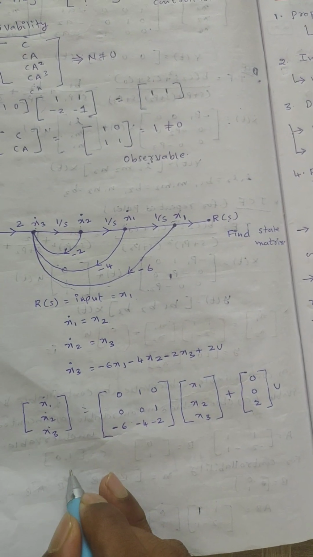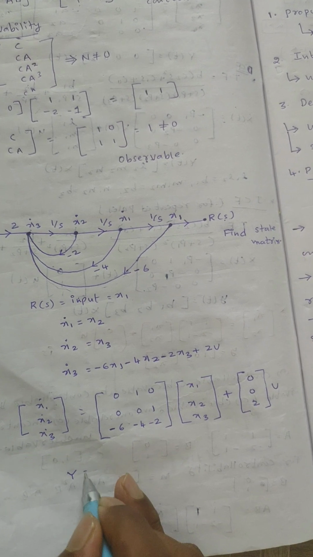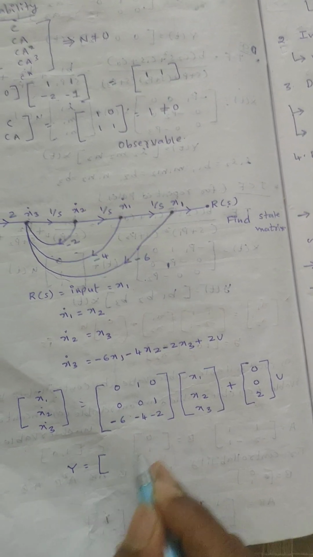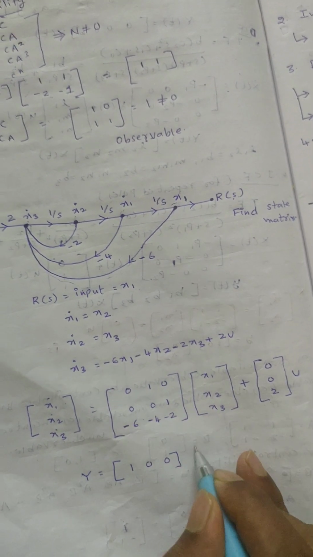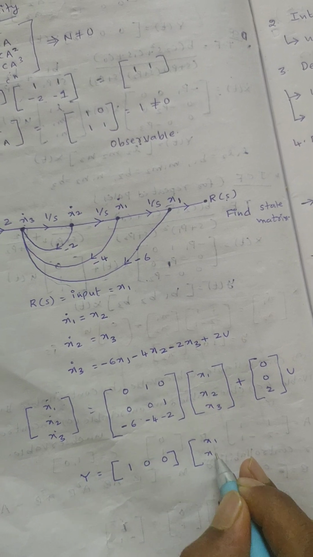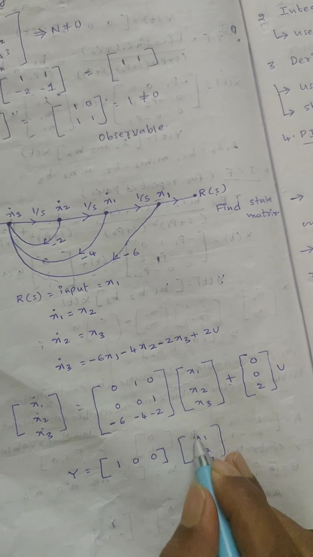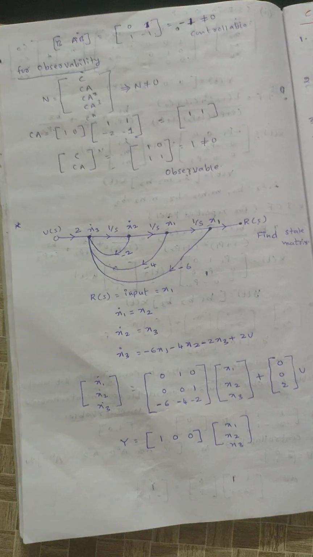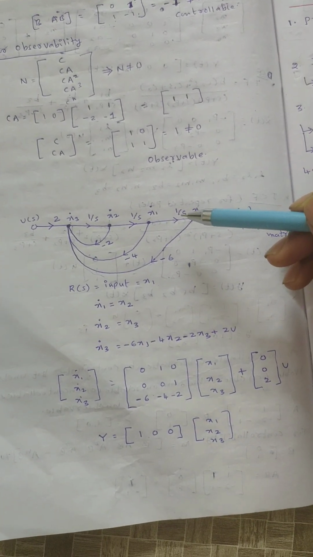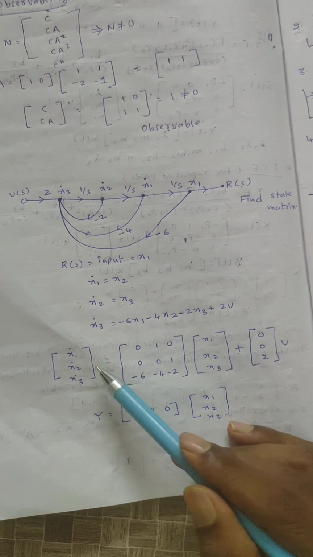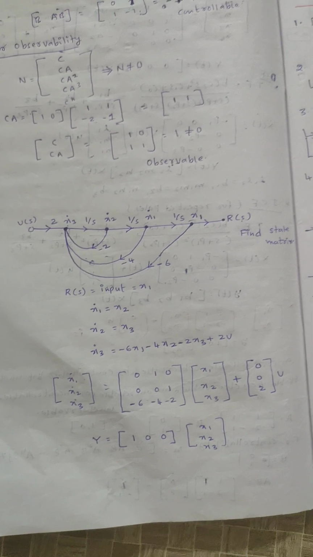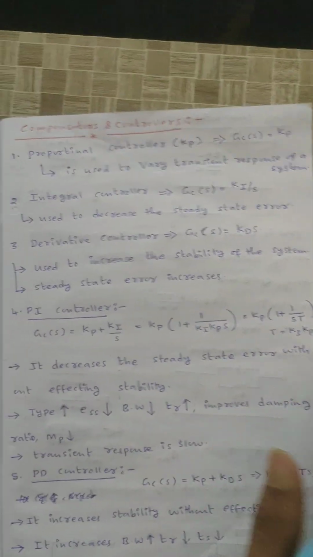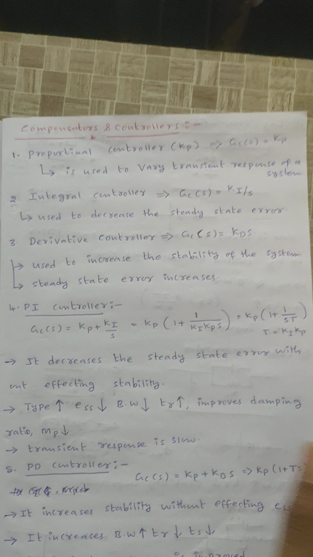Here the output is nothing but R of s. Then I can represent the output y as R of s, which is x1, that is 1 0 0 times x1 x2 x3, since y is only x1. In this way, from the given signal flow graph we can find x dot equals ax plus bu, and y equals cx, in matrix form. Clear, right? Next we will discuss compensators and controllers.